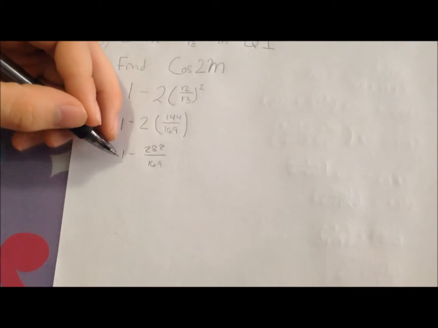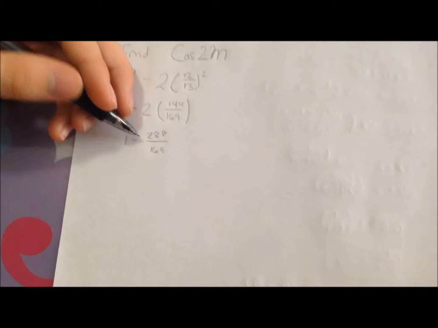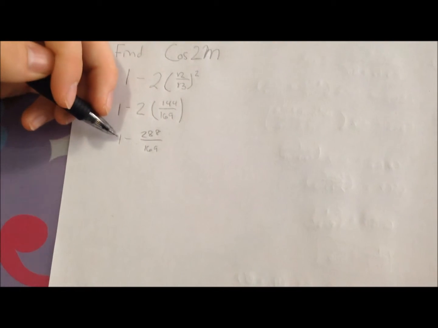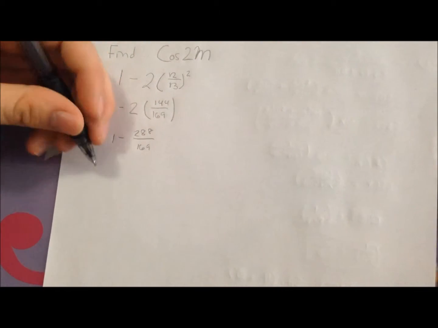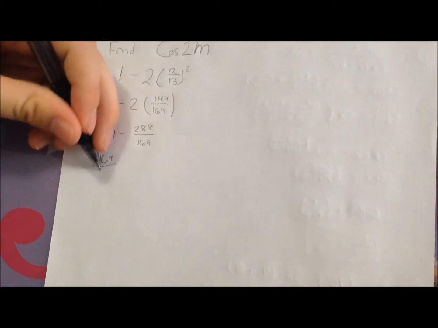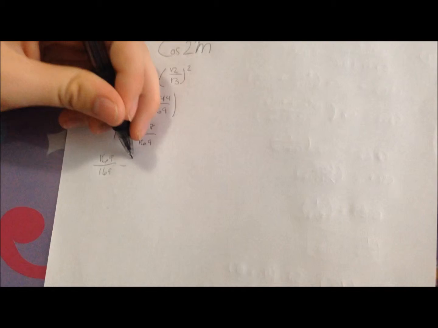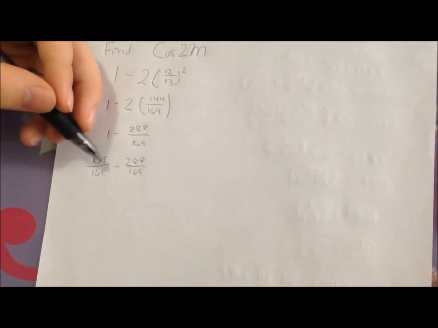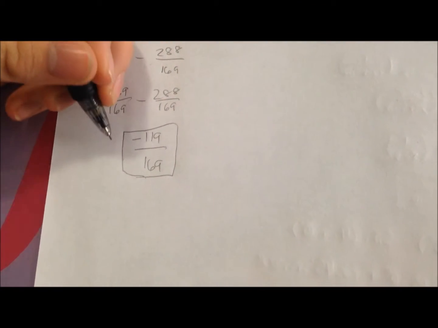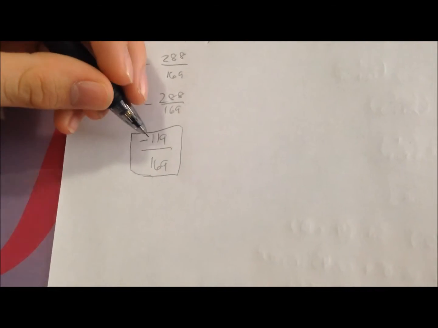Alright, so now since you can't do 1 minus 288 over 169, you have to put this as 169 over 169 to equal them out. Minus 288. So you're going to get a negative number here. And that negative number turns out to be 119. So the answer is negative 119 over 169.